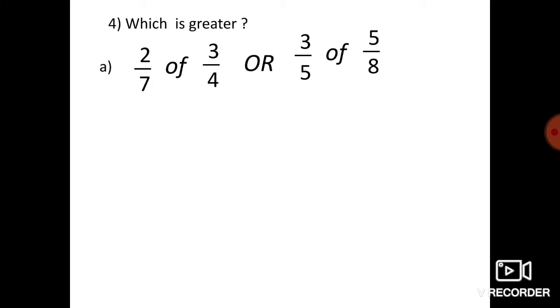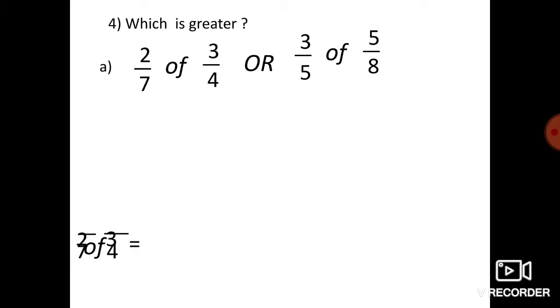Okay. Next. Which is greater? 2 by 7 of 3 by 4 or 3 by 5 of 5 by 8. Here we find which fraction is greater: 2 by 7 of 3 by 4, or 3 by 5 of 5 by 8. So first we find the answer of 2 by 7 of 3 by 4. Then we find the answer of 3 by 5 of 5 by 8. Then by comparing the two fractions, we can see which is greater.